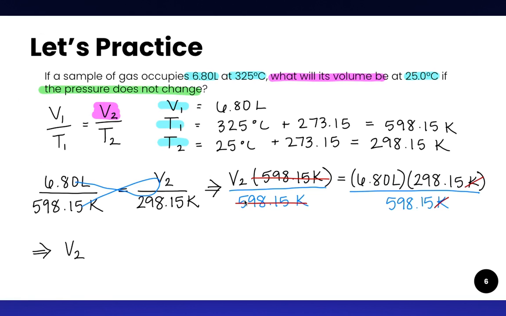So V2 is equal to 3.3894 liters. I began with three significant figures, so my answer can only have three. 1, 2, 3. 9 will bump 8 up. And our final answer is 3.39 liters.